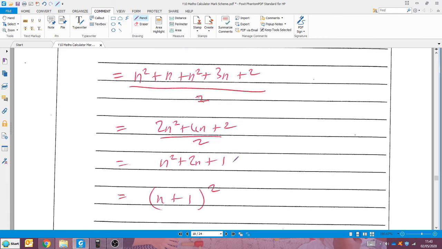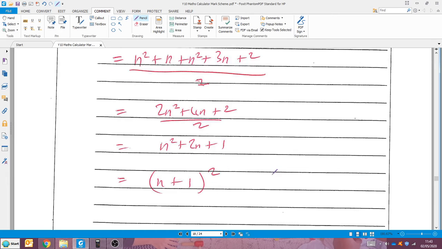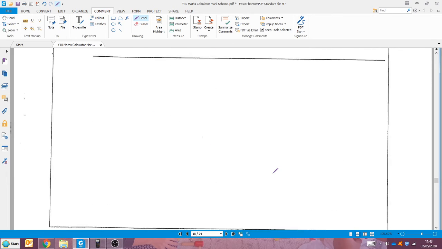That gives me this. Don't stop there and say, that's a square number. Nope. Factorize it. It's a perfect square because it's n plus 1 multiplied by n plus 1. All right?